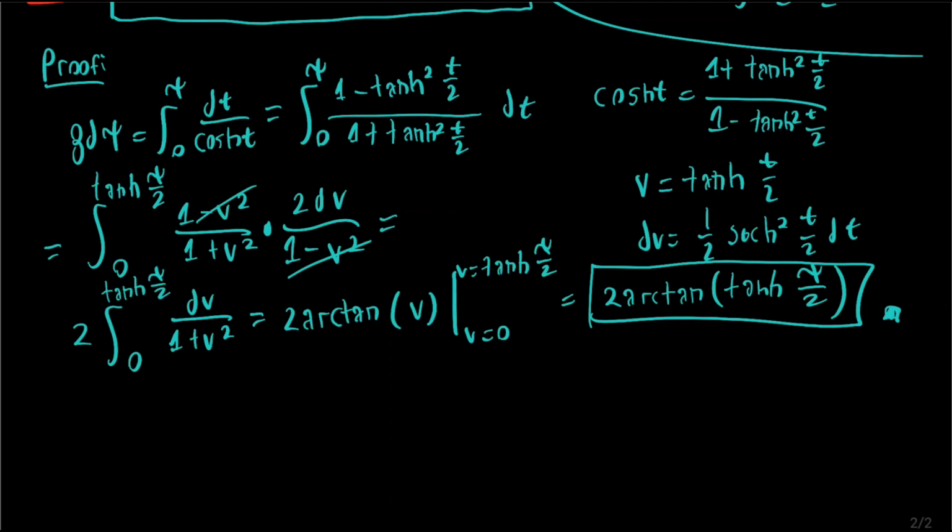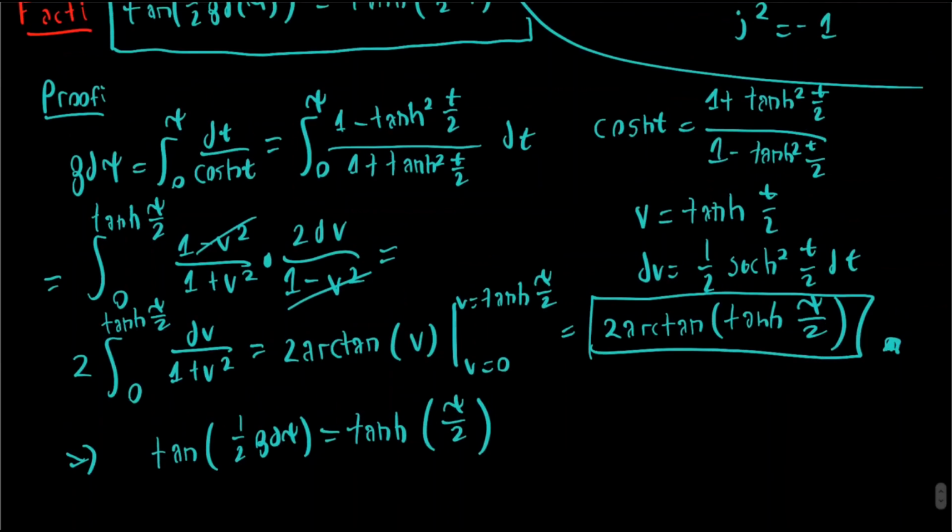And by just manipulating the expression, multiplying one half to both sides and then applying the tangent, we get that the tangent of 1/2 GD of psi is equal to the hyperbolic tangent of psi halves. And this is our result.